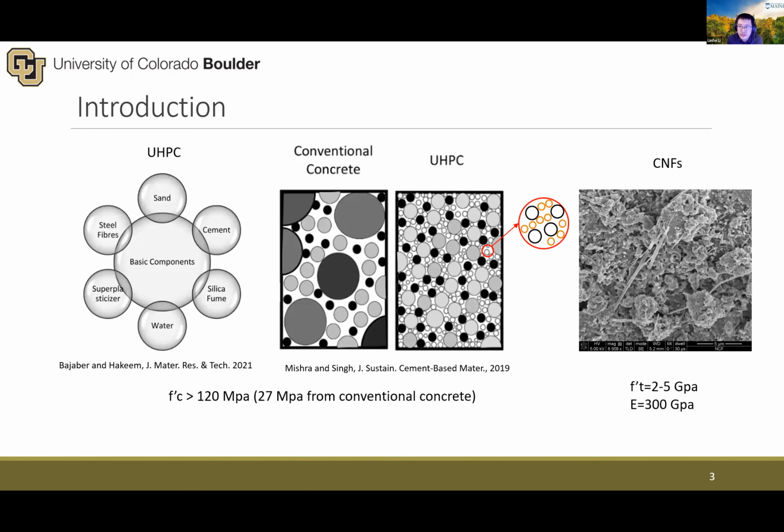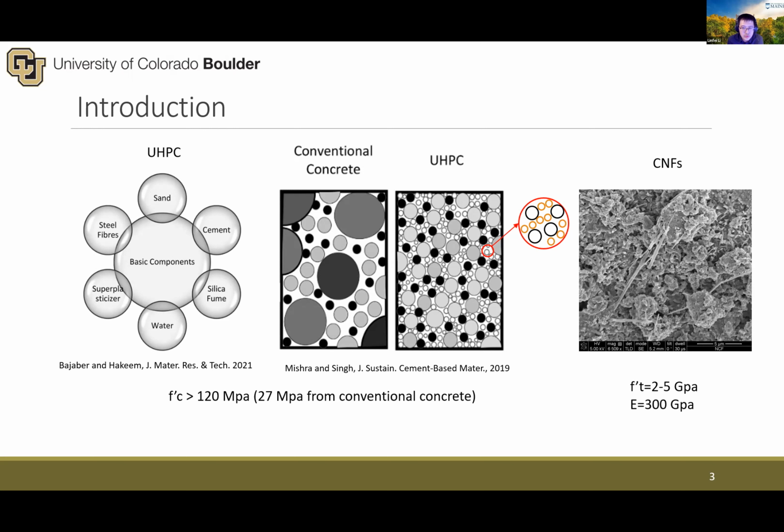Let's first introduce a little bit of background. UHPC is normally produced without any coarse aggregate. It is made from sand, cement, silica fume, water, superplasticizer, and different types of fibers, but most of them are steel fibers. Compared to regular concrete, it provides extremely high compressive strength as well as very low permeability. Currently, a lot of UHPC infrastructure has already been applied in the real world.